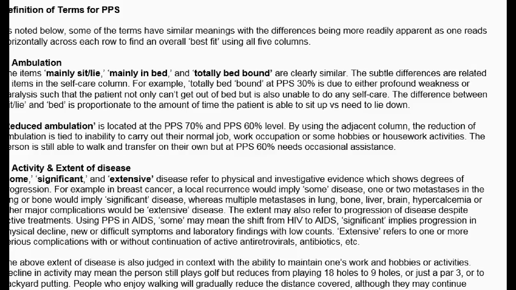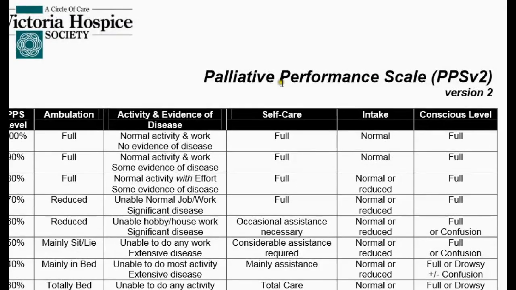So this is the PPS score here. I'm going to scroll up to the top here. It was made by the Victoria Hospice Society, and it's meant to start at the left column where it shows the PPS levels, and then go to the right, and each one of the columns is what you're measuring.